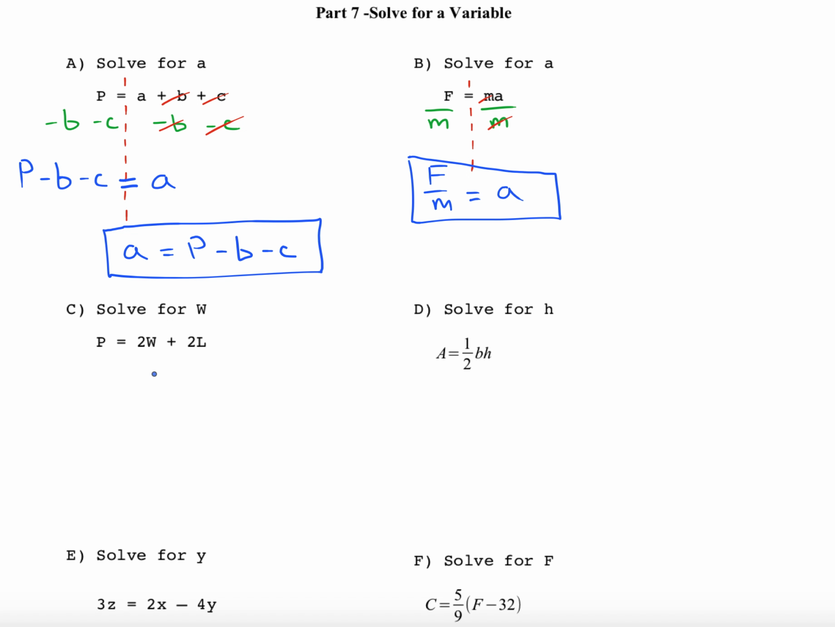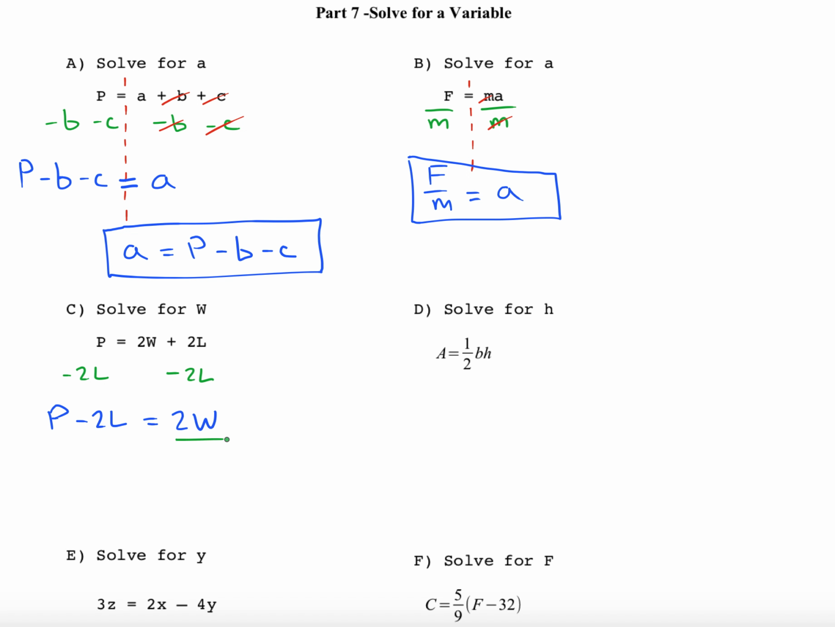How about if we want to isolate the variable w here? Well, there's multiplication and addition. We have to undo the addition first. This is going to give us p minus 2l on the left. And we'll have 2w on the right.